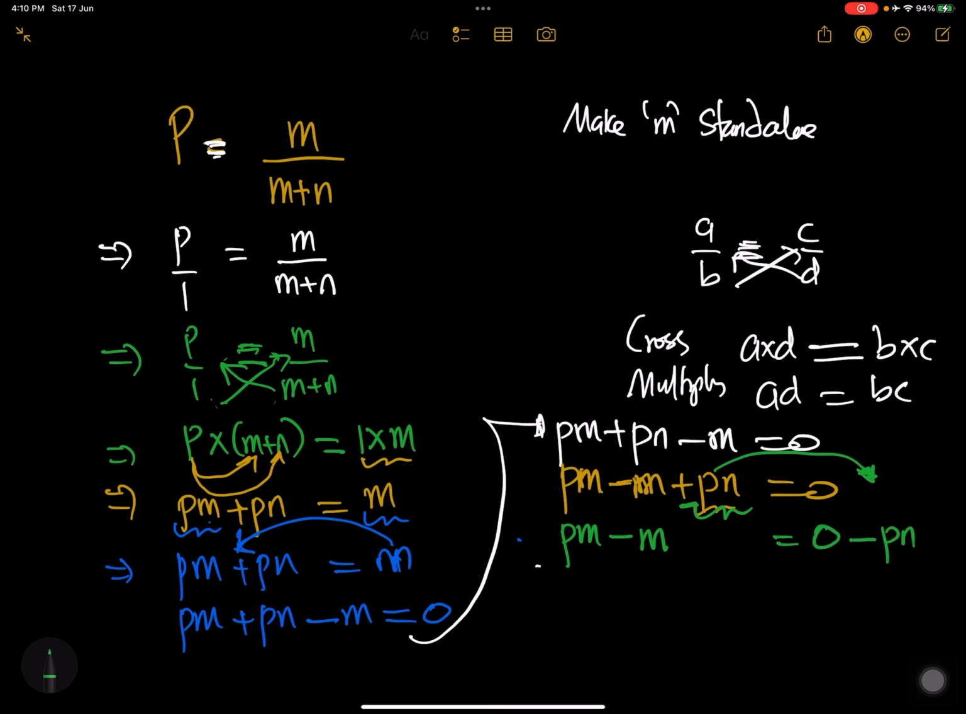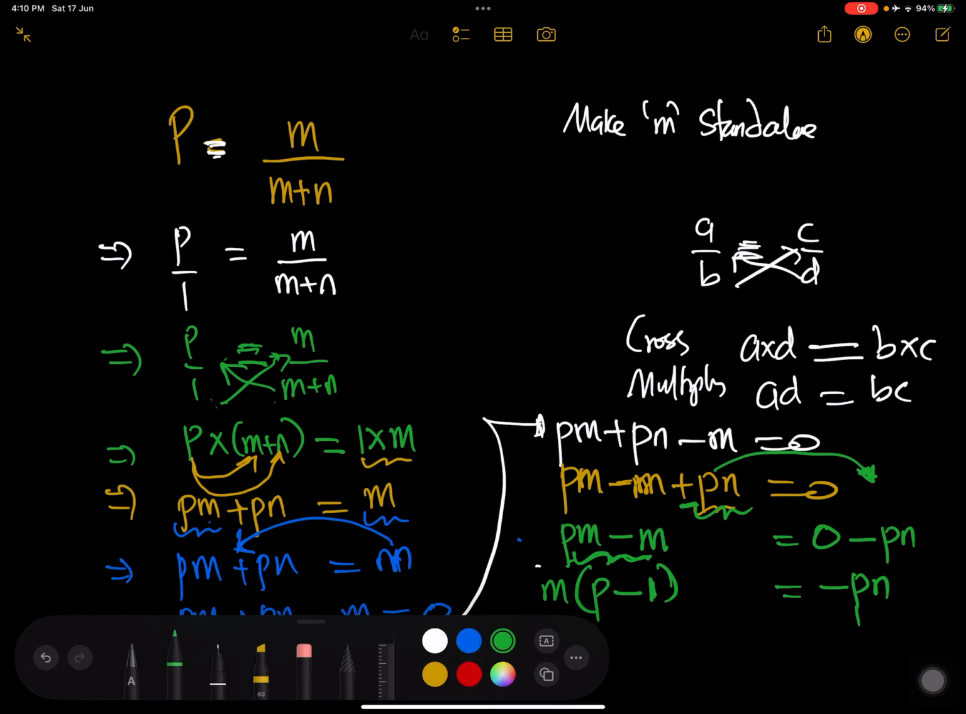Pn, N for Nancy. And then once we do that, we can now factorize because m is common here. So we bring m out, and then we are going to have p minus 1. Once we bring m out, it's left with only 1 there. It's equal to minus pn. 0 minus pn is minus pn.